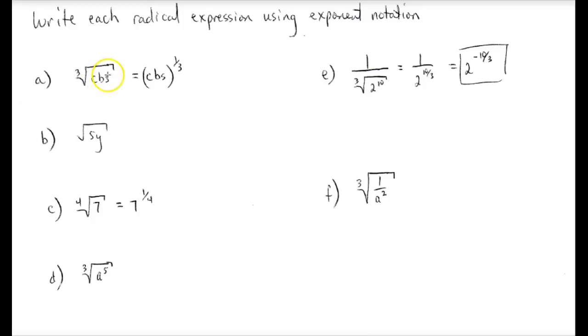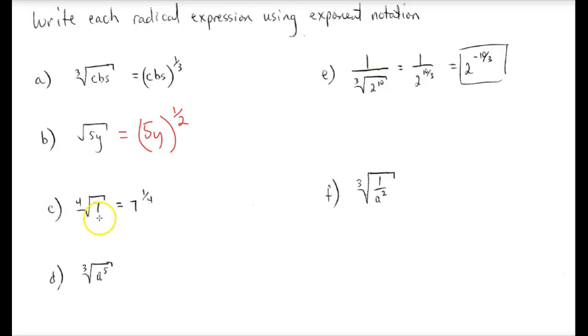All right, so for A, we see that we have the expression CBS all under the cube root sign, and we know that CBS all together, if we just view that as a simple expression, would be all that raised to the power of 1. And so because of that, we can rewrite cube root of CBS as CBS raised to the 1 divided by 3 power. Okay? For example B, we have 5y under a square root sign, so we can rewrite this as 5y, all of that raised to the 1/2 power.